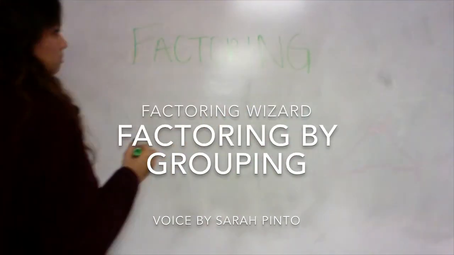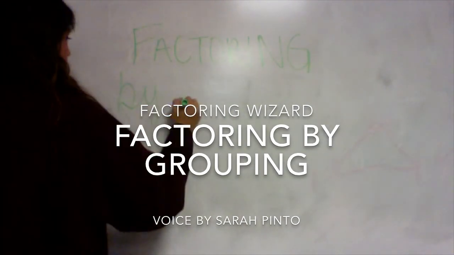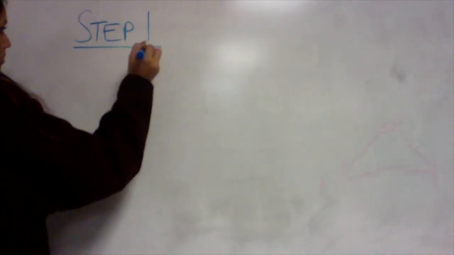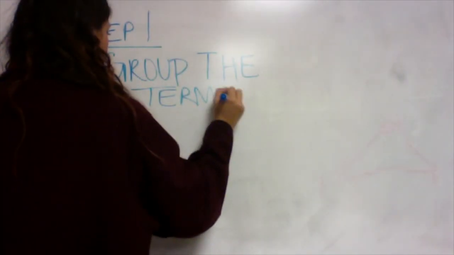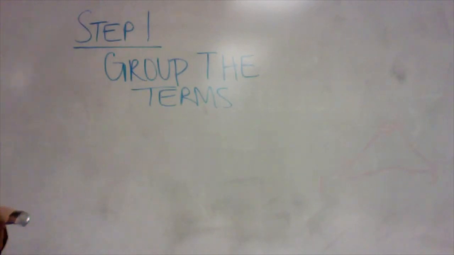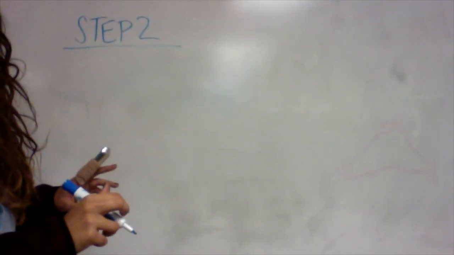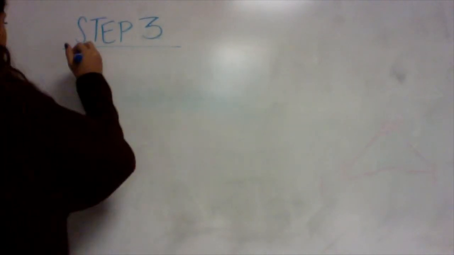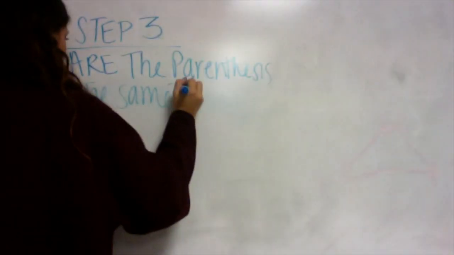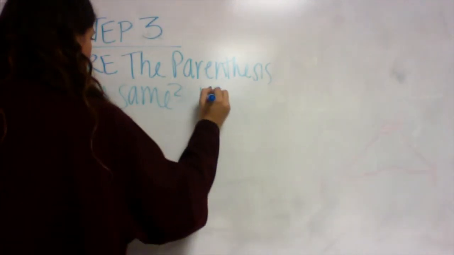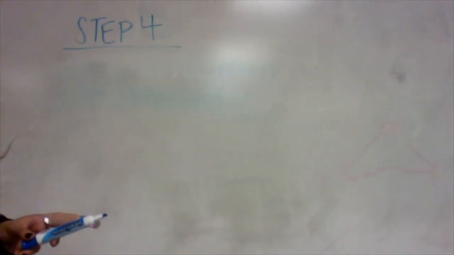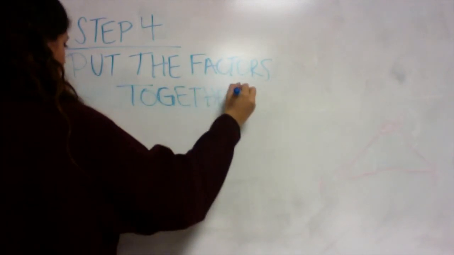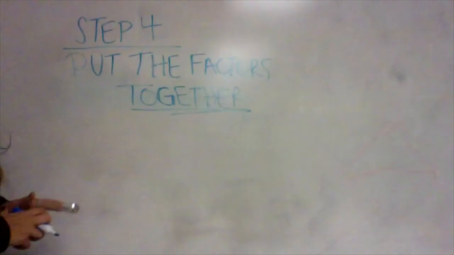Moving on to factoring by grouping. Step 1. Group the terms. Step 2. Is there a common factor for each group? Step 3. Are the parentheses the same? If so, good. Step 4. Put the factors together.